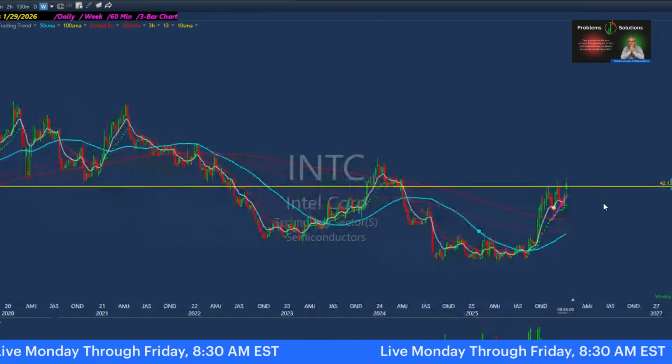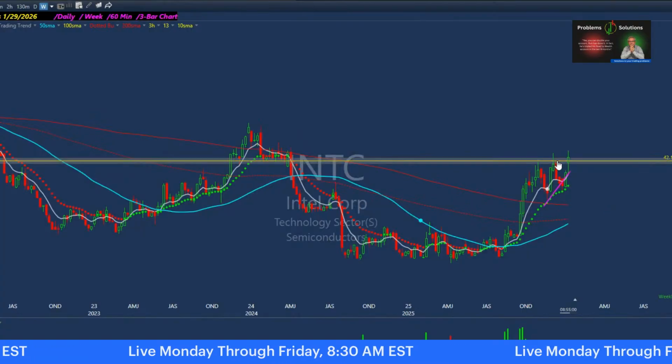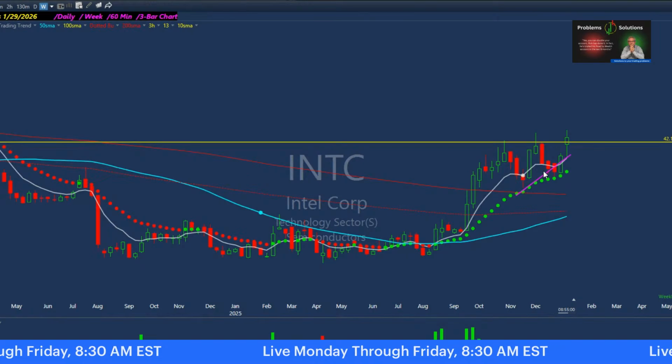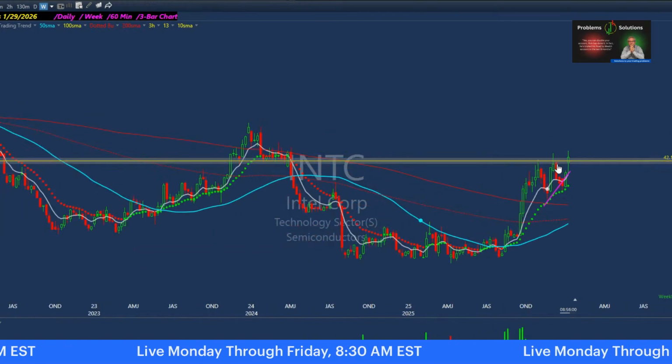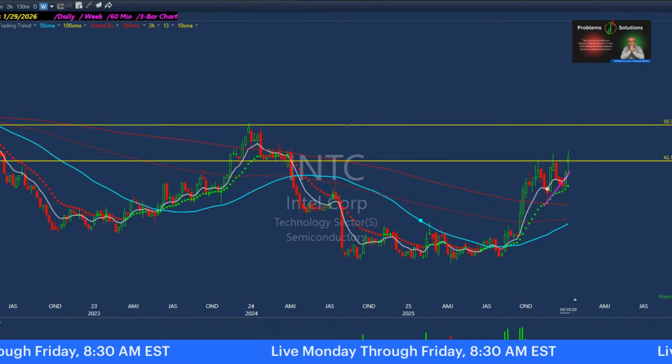Take a look at the weekly chart, and look at that. I think the weekly chart is really, really good here. And what we're doing is building this consolidation area, setting up to break out and to challenge these next highs over here. That's what we're doing.